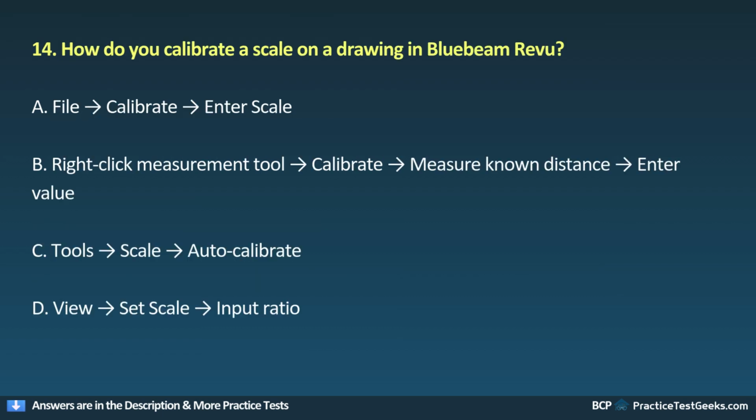14. How do you calibrate a scale on a drawing in Bluebeam Revu? A. File, Calibrate, enter Scale. B. Right-click Measurement Tool, Calibrate, measure known distance, enter value. C. Tools, Scale, Auto-Calibrate. D. View, Set Scale, Input Ratio.